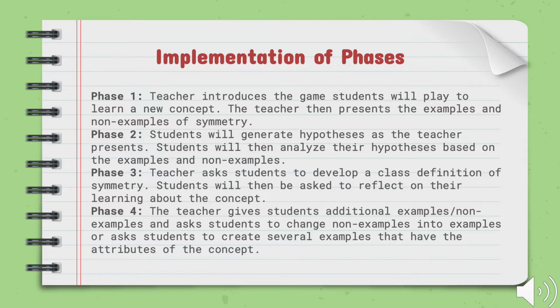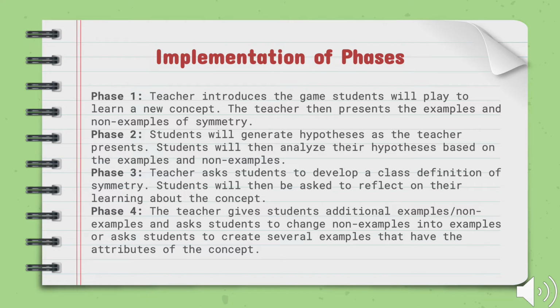In Phase 1, the teacher is going to introduce a game that the students will play to learn a new concept. Students are told that they will be shown examples and non-examples and will need to write down the different attributes of both. They will need to figure out the common characteristics among the examples and hypothesize what the concept is. The teacher will remind students that some attributes will be common in both examples and non-examples.